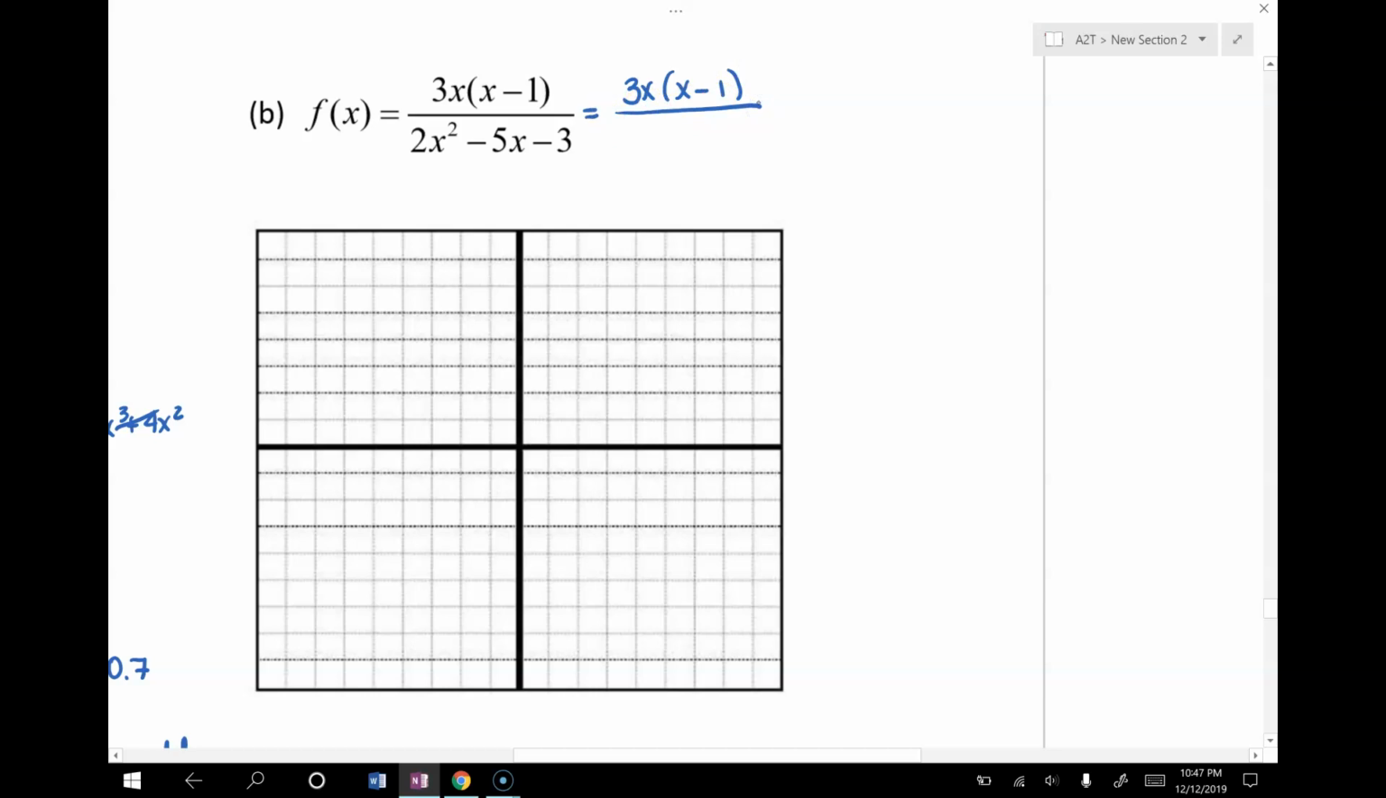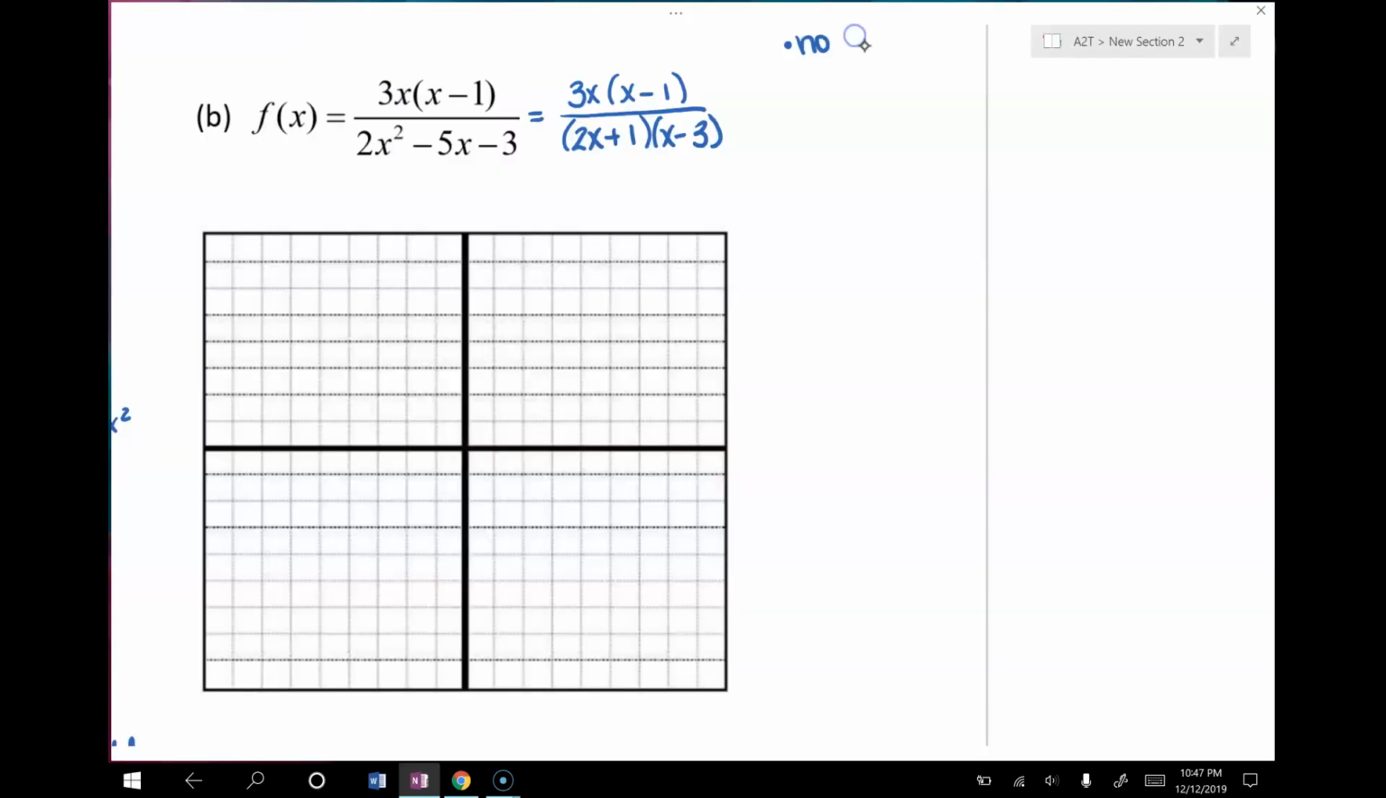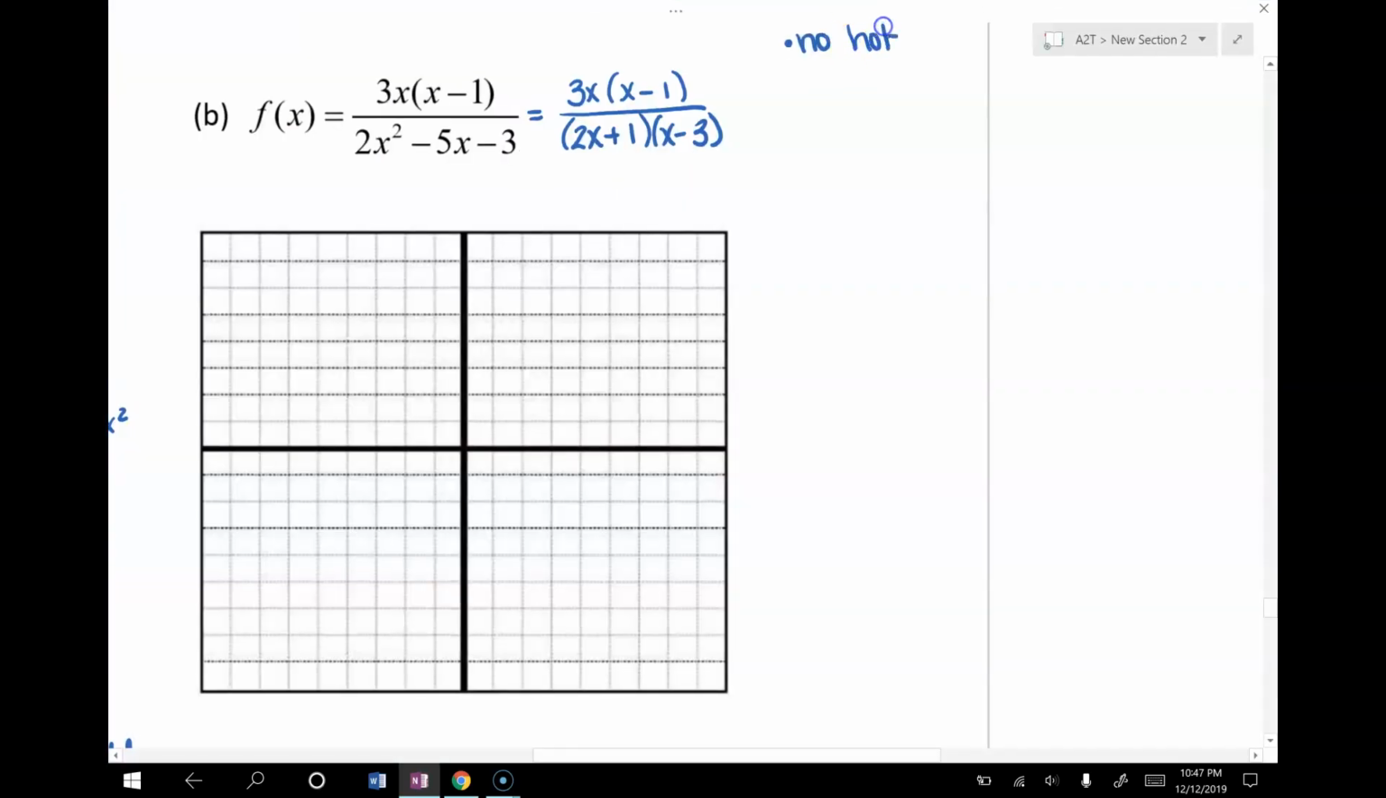I would highly recommend pausing this. Do not just jump to factored form with me. Give yourself the chance to try, and then press play when you have it factored. Okay, I did factor it already, so it's 2x plus 1 times x minus 3. So looking at that, I can automatically see that we don't have any holes, and I'm going to write it up here so I know where to look back to. Okay, so no holes.